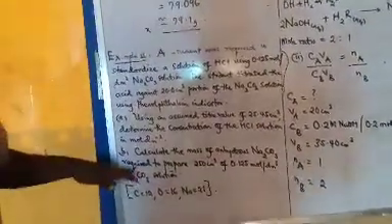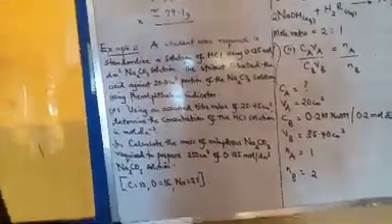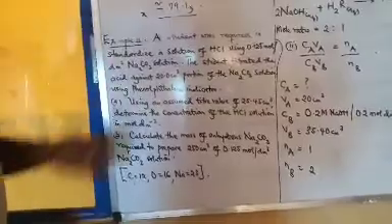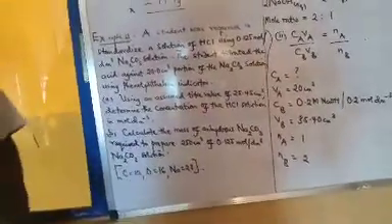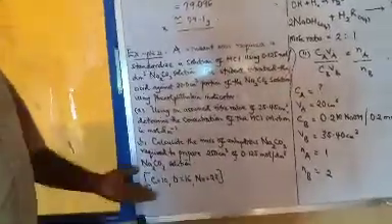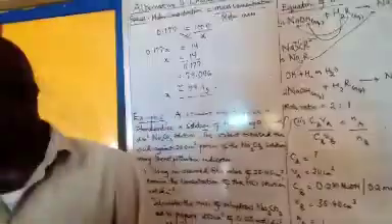B. Calculate the mass of anhydrous Na2CO3 required to prepare 250 cubic centimeters of 0.125 mole per dm cube Na2CO3 solution. You are given the atomic masses of the elements that make up that particular base: carbon 12, oxygen 16, and sodium 23. Let's quickly look at that question as we round up for today. A student was required to standardize a solution of HCl using that.